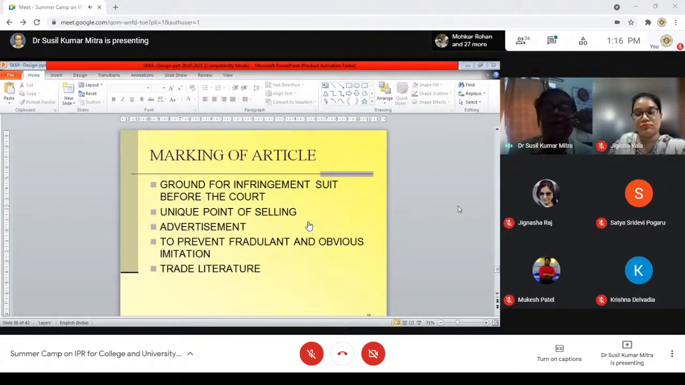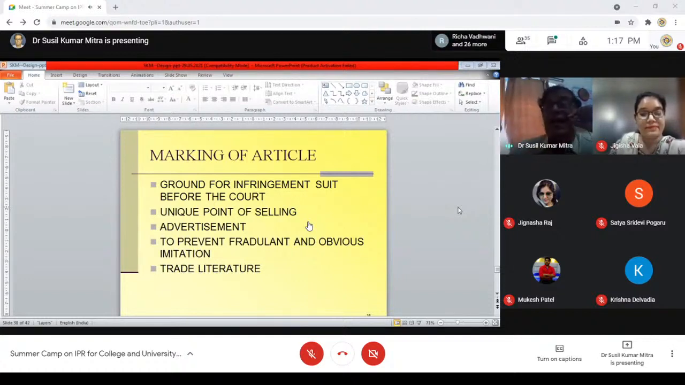So the marking of the article is also very important, because there may be some innocent infringer. They may not know that it is already a registered design, and many people cannot go for inspection of the register of design whether it is registered or not. So it is better for the registered proprietor to mark the design number on the article, so that at the time of purchasing they can understand that this product is covered under registered design. So it is a unique selling point if you can put the registered design number on the article.